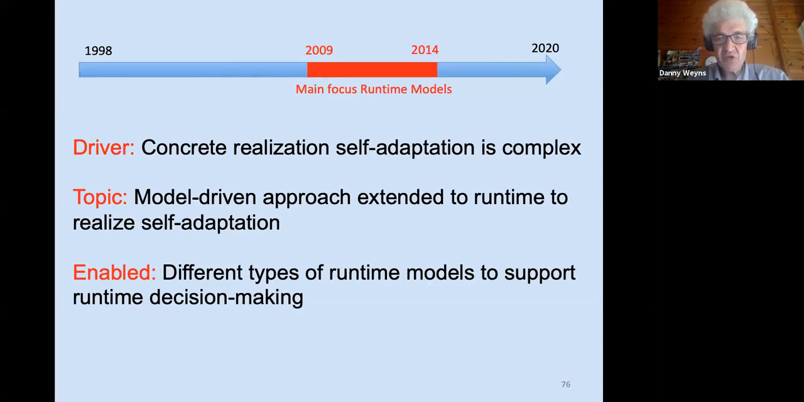The idea of this wave was to apply the ideas of model-driven engineering, which was at the top of interest at the time. We planned to extend that to the runtime, not only at design time, development time, but also to the runtime. And actually what came out of this wave was that we need not just one architectural model, but we need distinct models, runtime models, that support the runtime decision-making of a self-adaptive system.